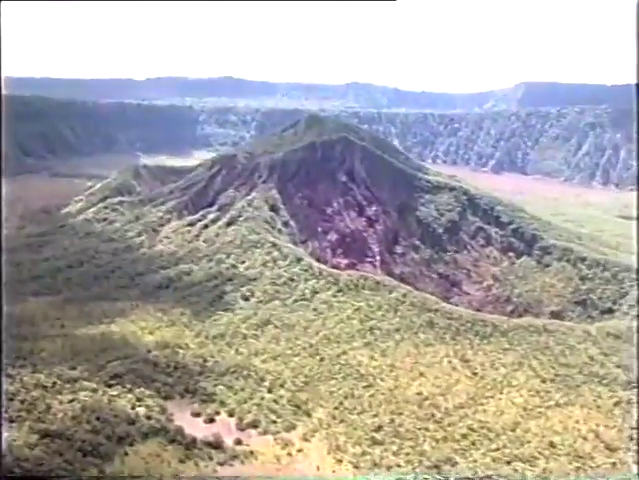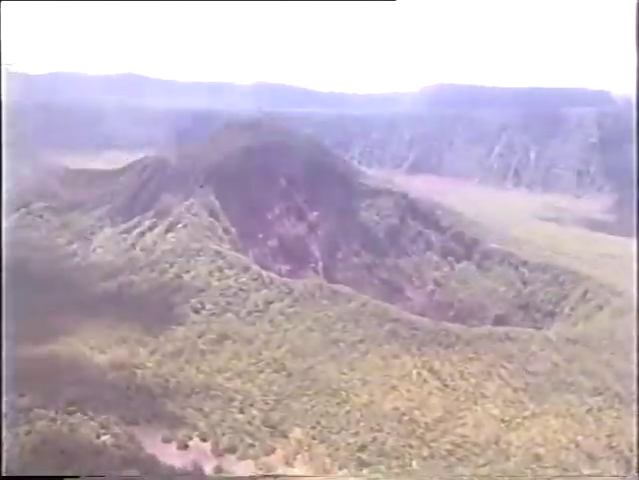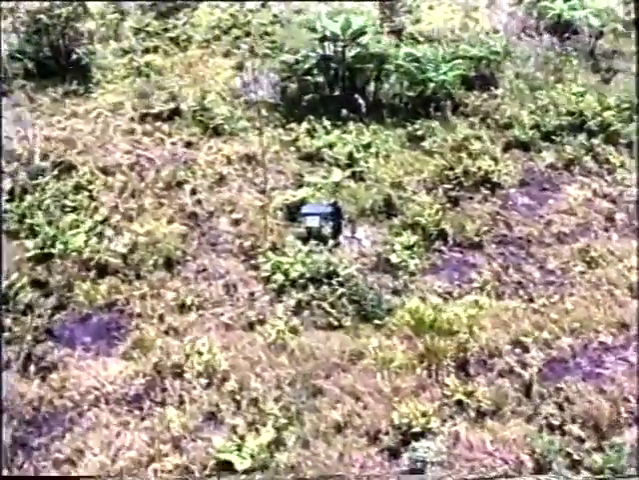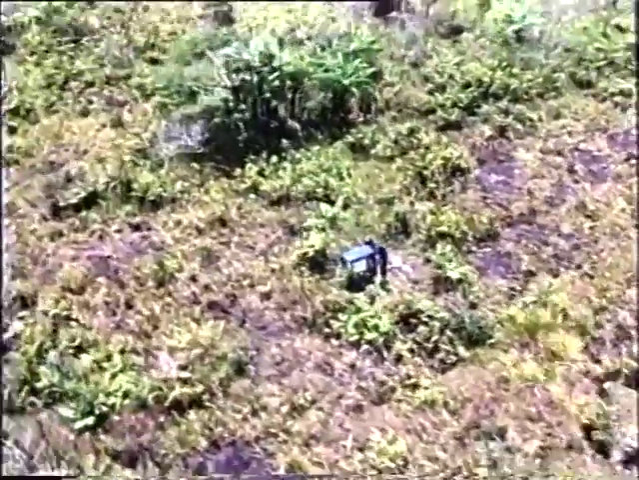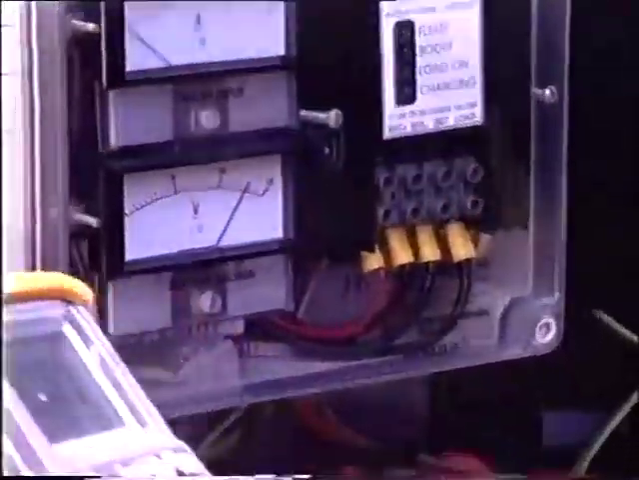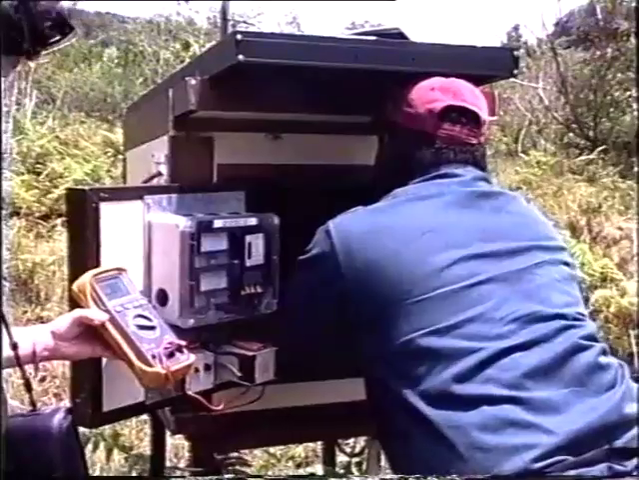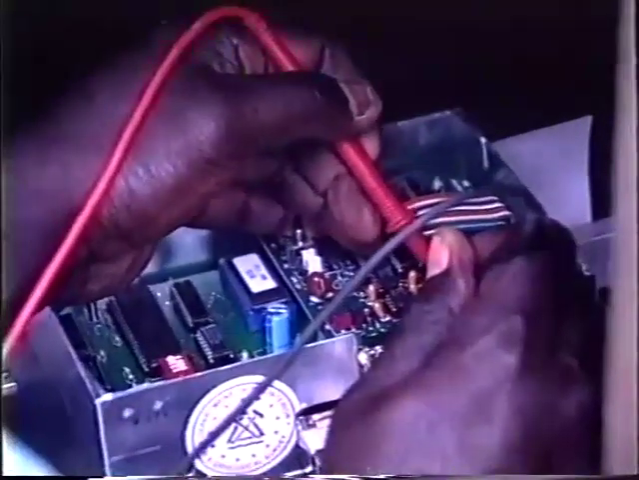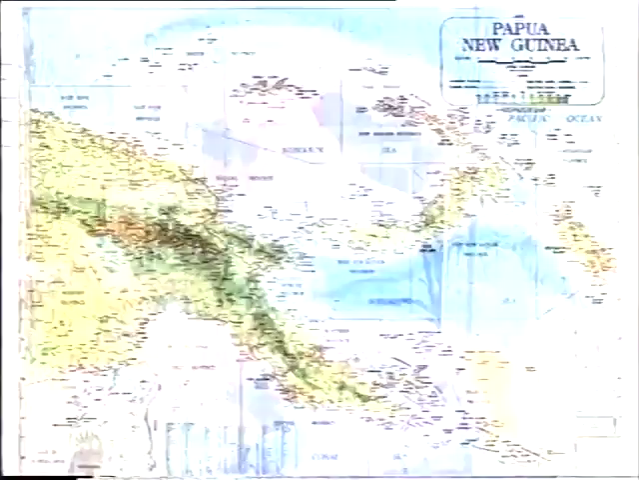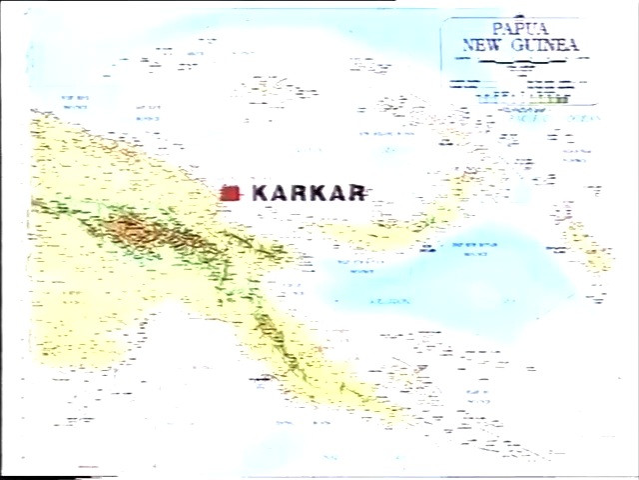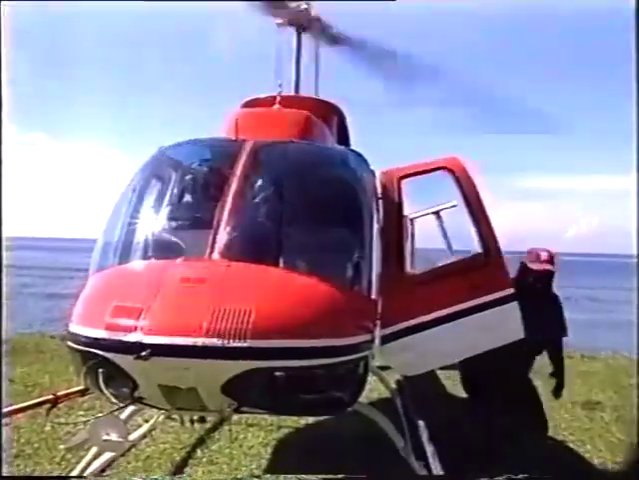Knowing the dangers, RVO staff put their lives on the line to prevent others being hurt or killed. They are required to do maintenance work at regular intervals on each of the volcanoes where monitoring equipment has been installed. The island of Kaka is located off the north coast of Papua New Guinea in Madang province.